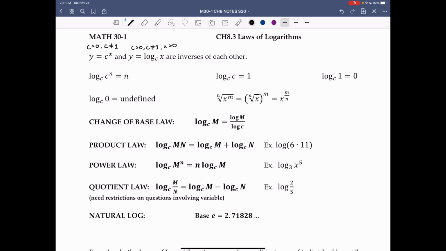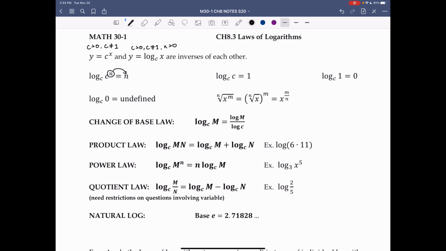Since c is greater than 0 and c is not equal to 1, c to the power of any value y is going to give us a positive x value. So we learned previously that log base c of c to the power of n equals n. So if the argument is written as a power of the base, then that power becomes the value of the log. Then we have that log base c of c equals 1.